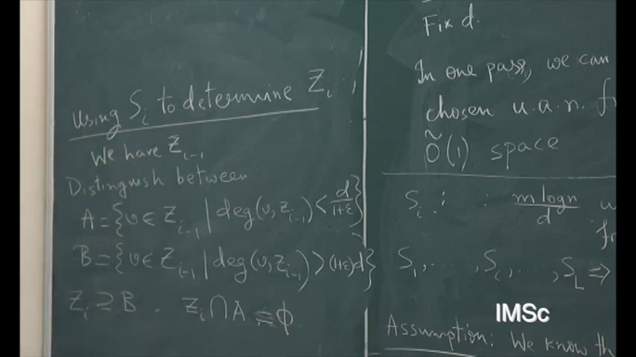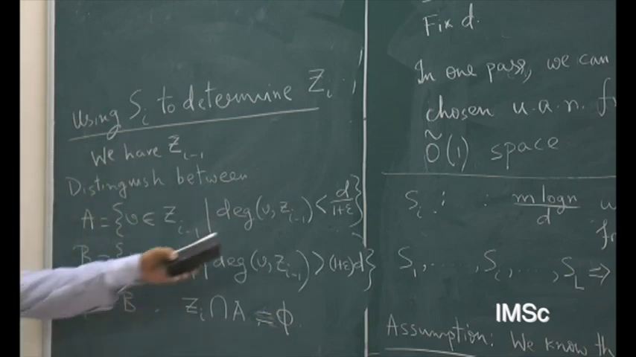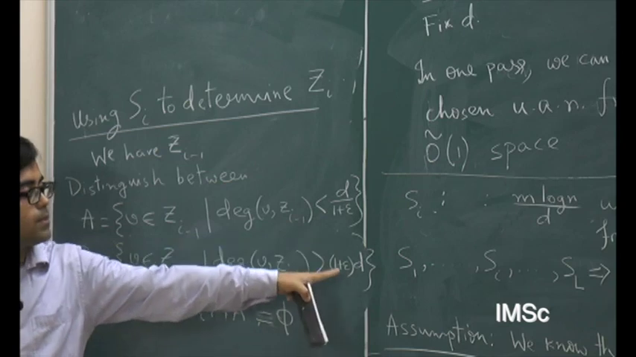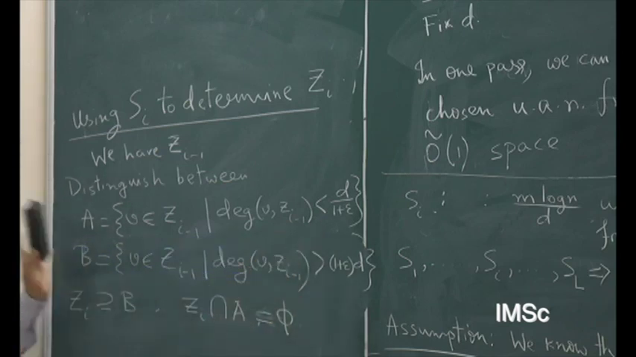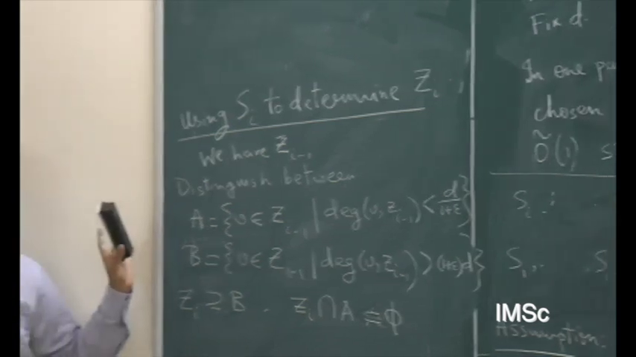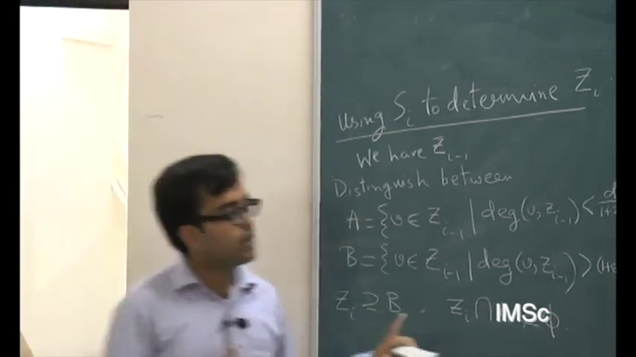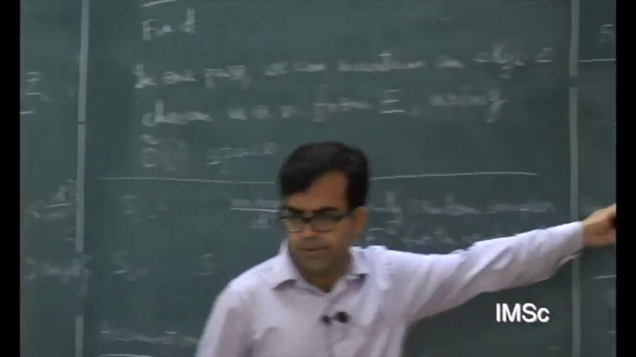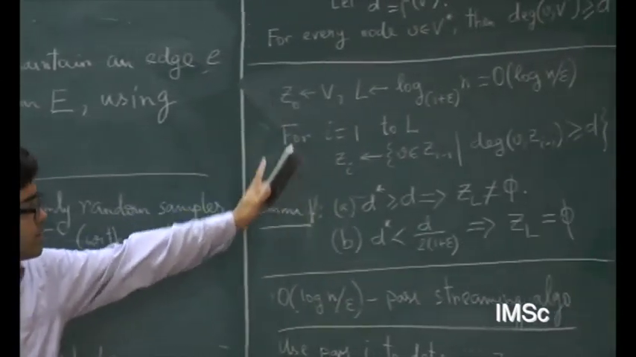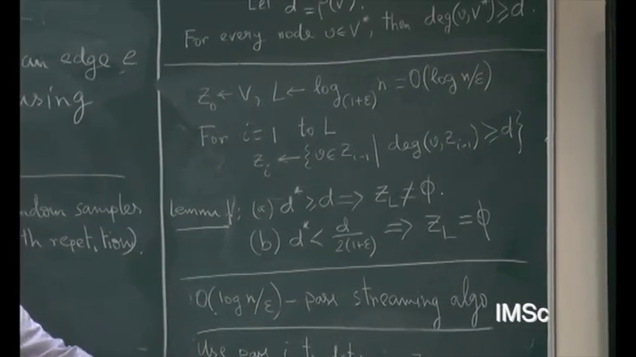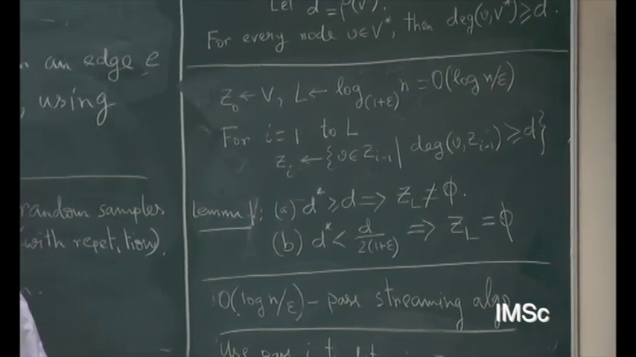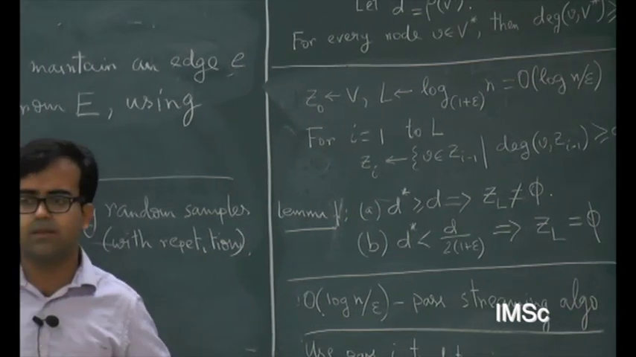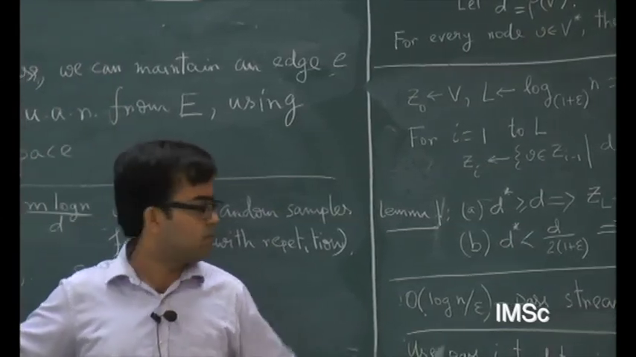And what happens to the remaining nodes? The remaining nodes whose degree is between d over 1 plus epsilon and 1 plus epsilon times d, we don't care whether they go to Zi or Zi plus 1. Okay? So that will be a relaxed version of this algorithm. And you can just figure out the proof that it will just introduce one more 1 plus epsilon squared factor in the approximation ratio, not difficult.